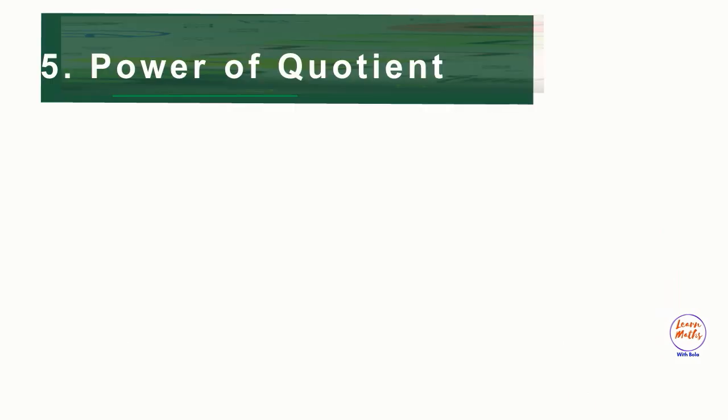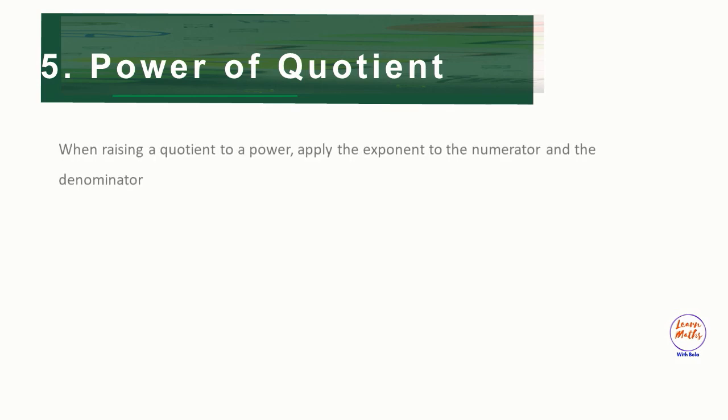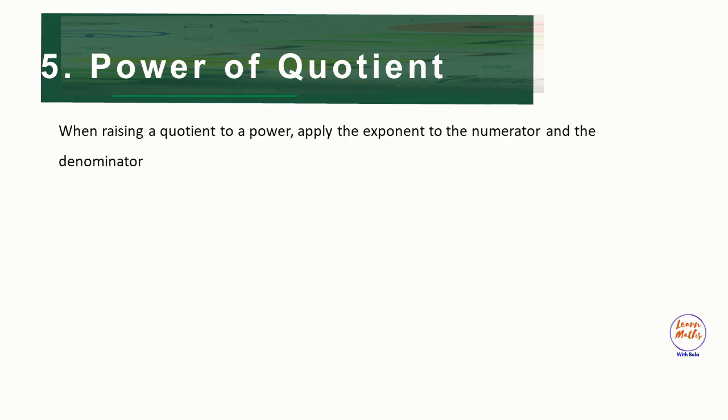Fifth law, the power of quotient. When raising a quotient to a power, apply the exponent to the numerator and the denominator. Quotient is a fraction. So we are now dealing with indices that are fraction based here. So when you have a over b, everything in brackets raised to power m, you can apply the power to the numerator separately and also the denominator separately to have a raised to power m over b raised to power m.